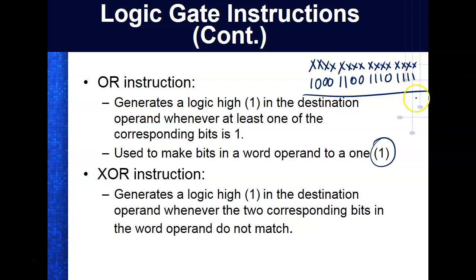So this is an OR. What would this be? This would be a 1. No matter what that one is, this would be a 1. This would be a 1. This would be a 1. That would be an X. This right here would be a 1. This would be a 1. This would be a 1. This would be an X. This would be an X.